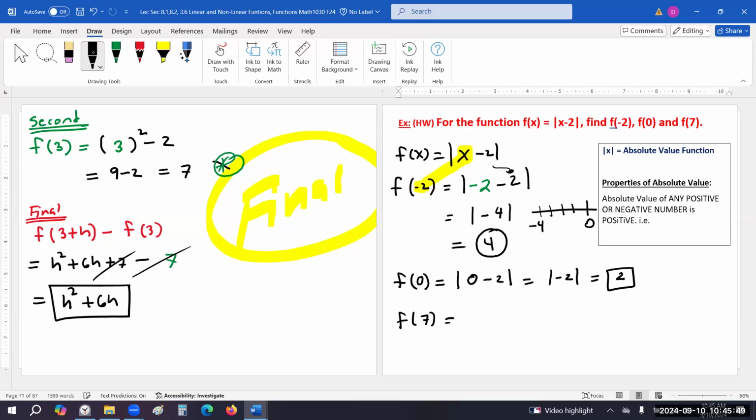Finally, f of 7. Diani. So what did you do? 7 minus 2 gives us 5. Equal the absolute value of 5. Any question on the absolute value function? You might see this in the exam.